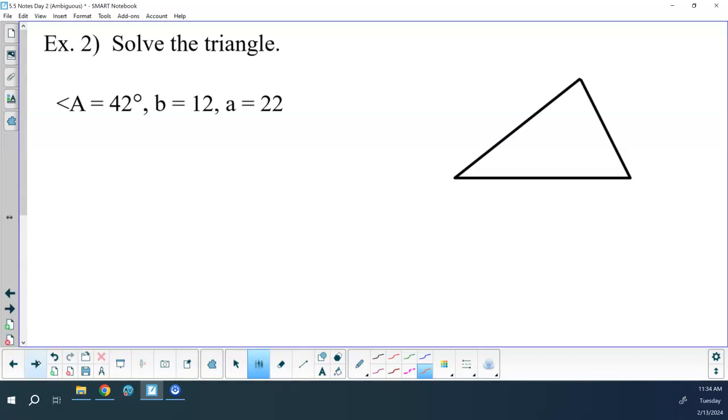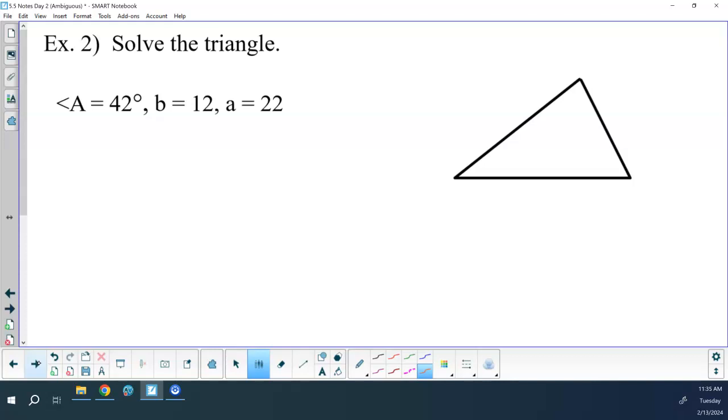Do you feel as if drawing out a picture is very helpful to you? Yeah, 100%. Drawing out a picture is 100% helpful. Okay. Do you feel that showing your work is 100% helpful? Yeah, 100% in this case. No work shown on any of this stuff, no credit given. Okay? No work, no credit. All right, here we go.